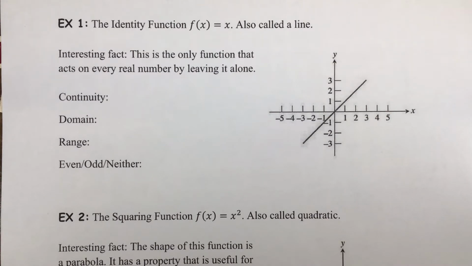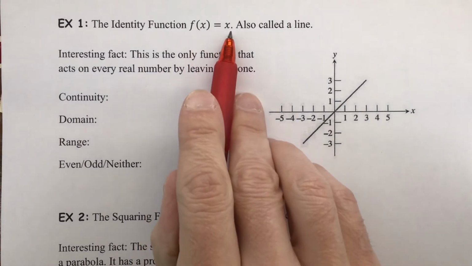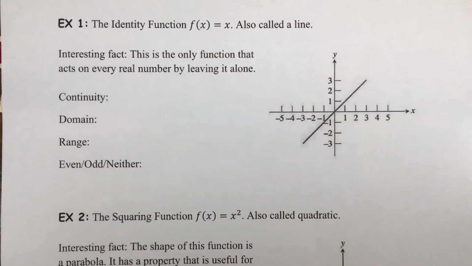The reason that we call it an identity function is because if we look at this as y equals x, then it tells us for every x that we plug in there, the y value is exactly the same thing as the x. In mathematics, an identity means that something is the same as itself.